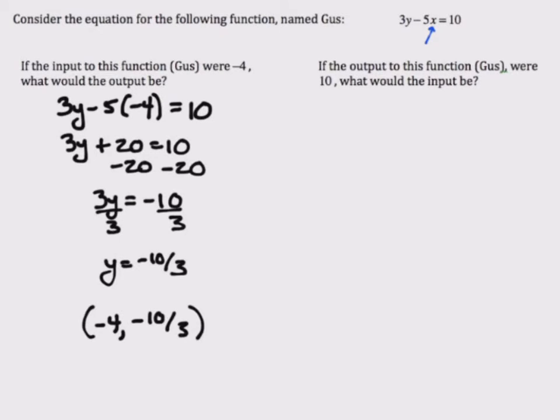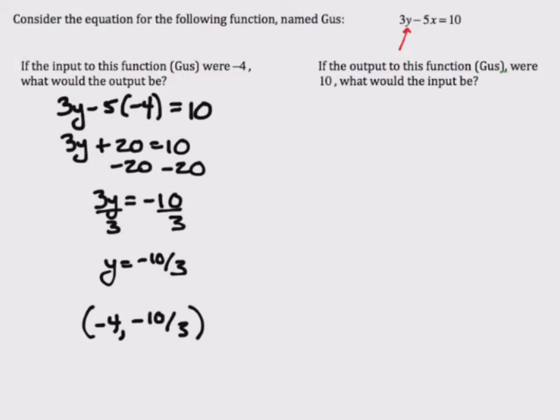So, we see that when the input to this function is negative 4, the output is negative 10 thirds. Similarly, we are asked on the right, if the output to this function were 10, what would the input be? So, all we need to do is find our output variable and substitute a 10 in for that, and then solve for our input variable.